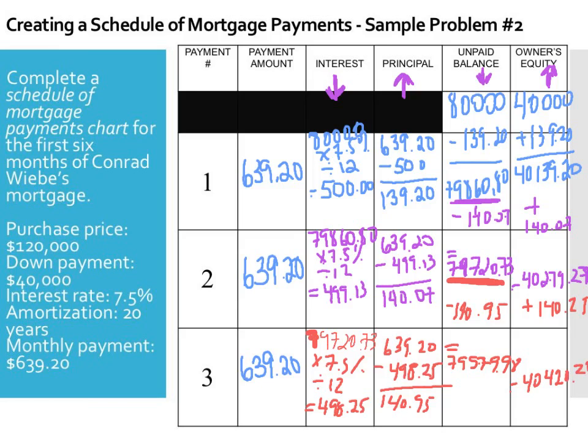So you can see every month that our interest is going down slightly, by pennies almost. Our principal is slightly going up, the unpaid balance is going down, and owner's equity is going up. So for every month that we're making these mortgage payments, the bank is making a little bit less money off of us each month, and we're putting a little bit more into the equity of our house.